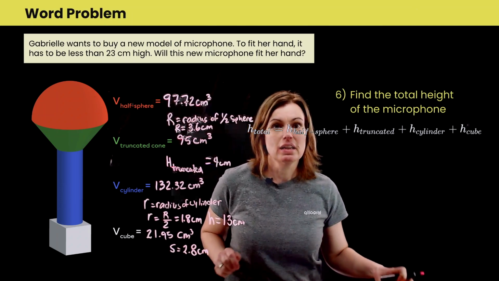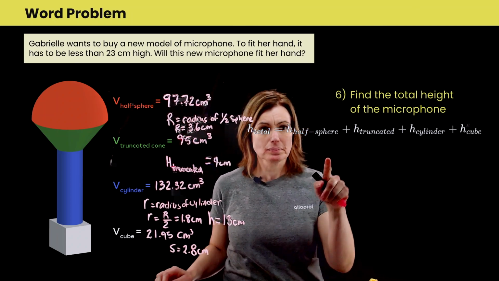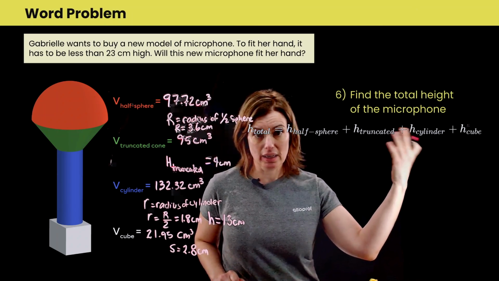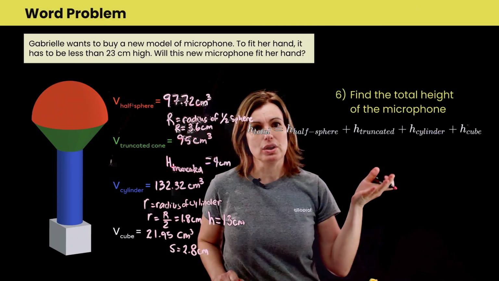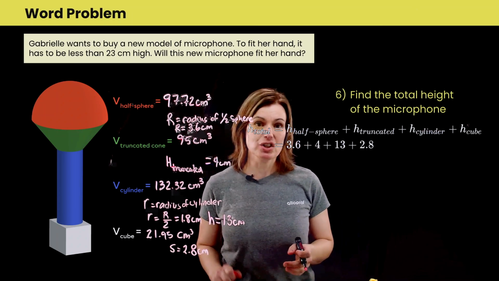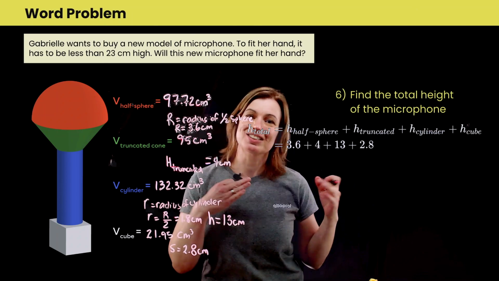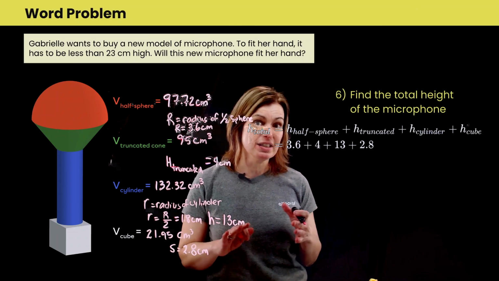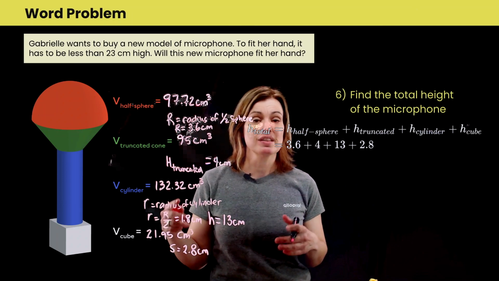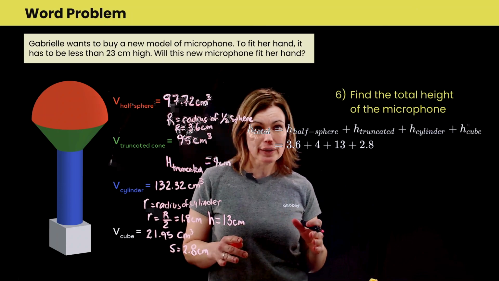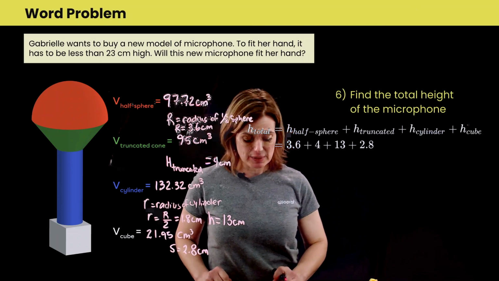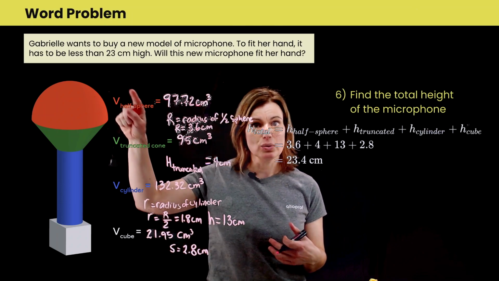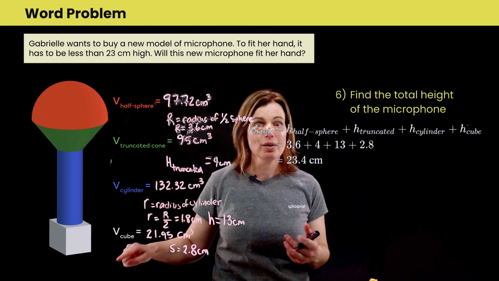So I'm going to take the height of the half sphere, add that to the height of the truncated cone, and add that again to the height of the cylinder, and also to the cube. So when we put in the dimensions that we worked so hard to calculate, that gives us 3.6 plus 4 plus 13 plus 2.8. Of course, we didn't need to do any conversions here because everything was in centimeters to begin with in our calculations. So we're good on that front. We can just simply add up these numbers, and it gives me a grand total of 23.4 centimeters. So that is 23.4 centimeters for the height of this entire microphone.